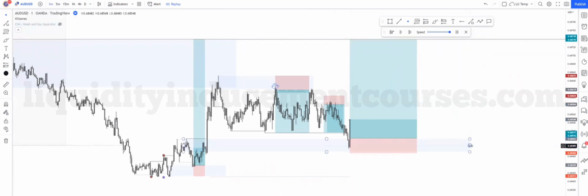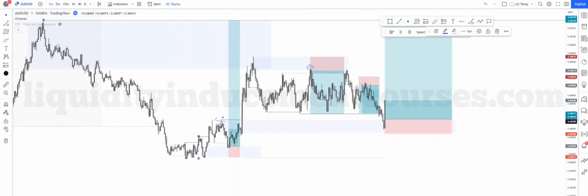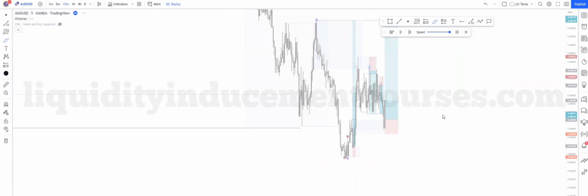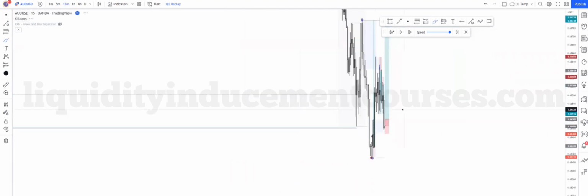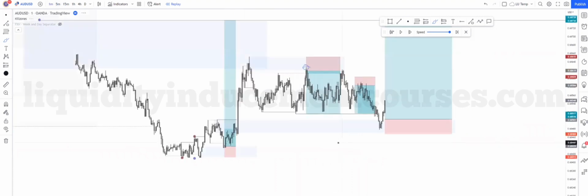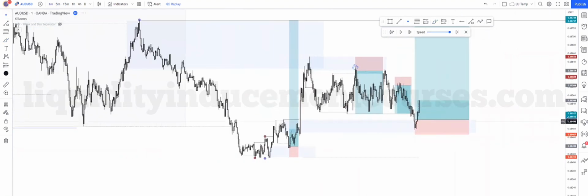That'd be a target. Notice how it lines up with the breaker. There's a breaker at this high, which took out this low. So that's the breaker block, lining up with the higher time frame POI. So we have the 15-minute imbalance fill, then a 5-minute breaker, which lines up with a 1-minute breaker. So everything lines up. So yeah, I'll definitely take this directly.